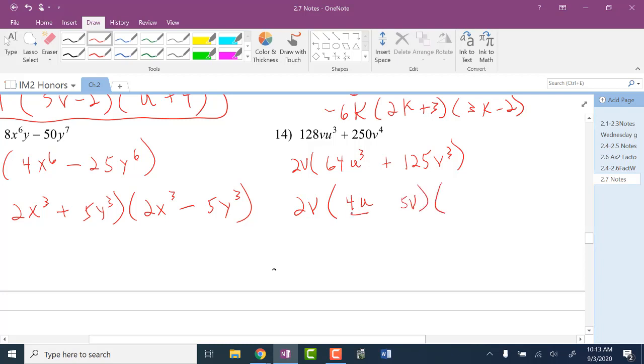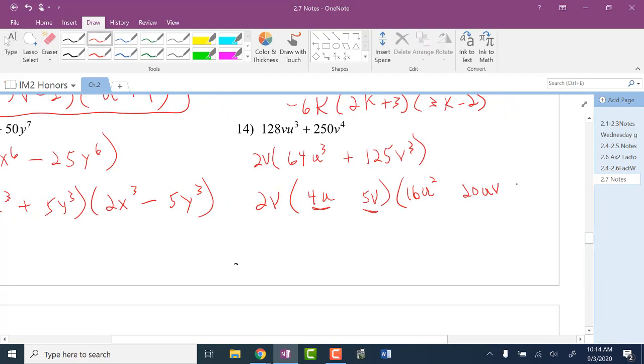First term is this squared, 16u squared. Second term is these two multiplied together, 20uv. And then this last one is this one squared, which is 25v squared. Whew. Same, opposites, always positive. Check yourself. Yes. Yes.